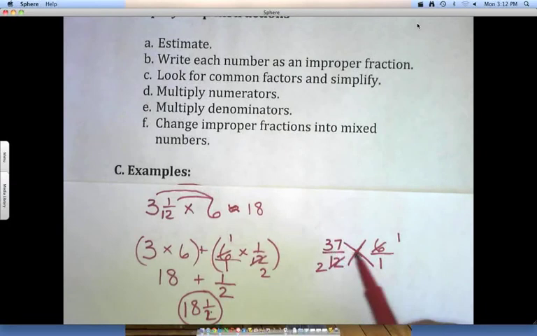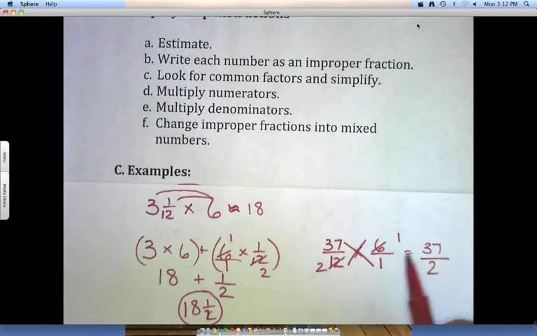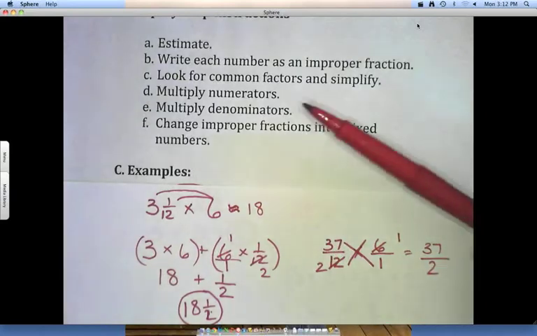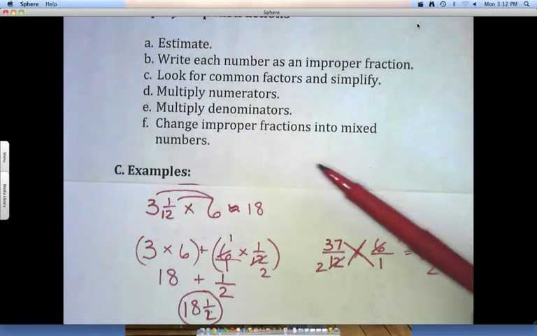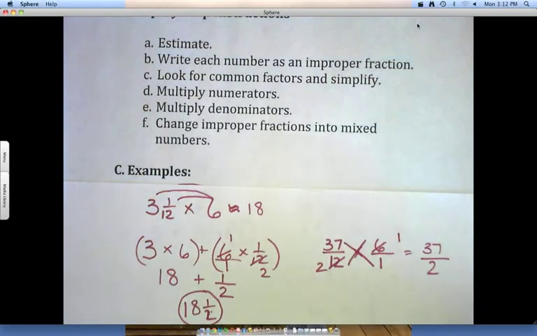So now I'm going to multiply straight across. I have 37 over 2. And I did my multiplying of my numerators, multiplying of my denominators. Now I'm on step F, which is change improper fractions into mixed numbers. So I have my 2 and 37.